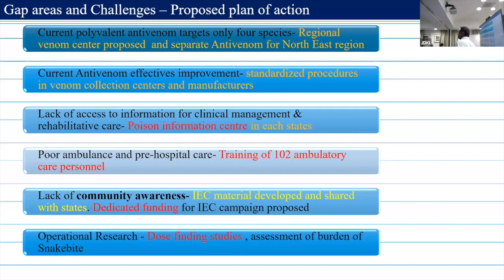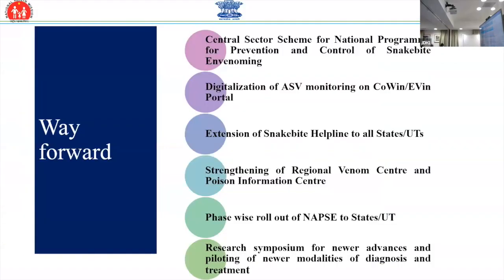We have provided funds to the states for the same purpose. And lastly, obviously, operational research, those dose finding studies, are a critical part we will be undertaking through our program. So this is actually the way forward. We are now going to have a central sector scheme. That means we can provide funds to all the institutions, the health institutions and wildlife institutions, for undertaking prevention and control activities in snake bites as well as research.